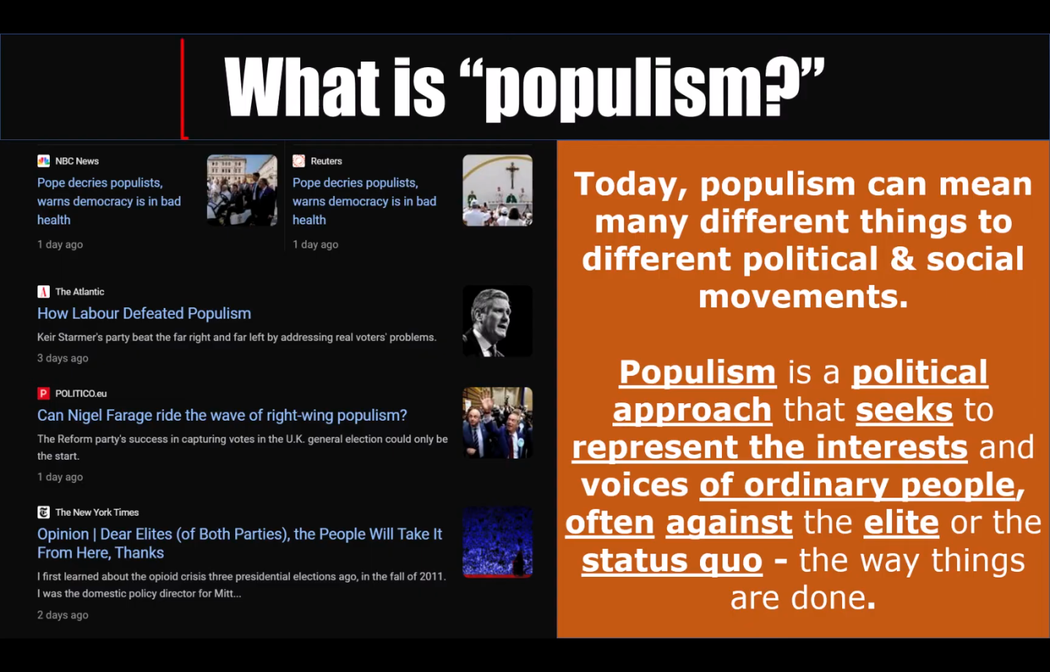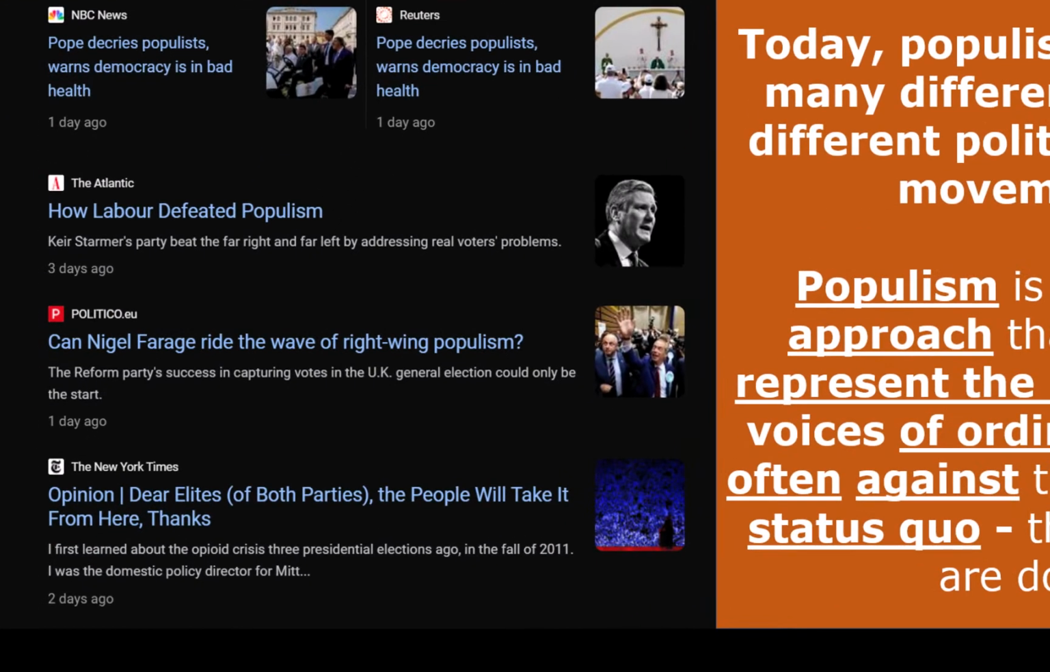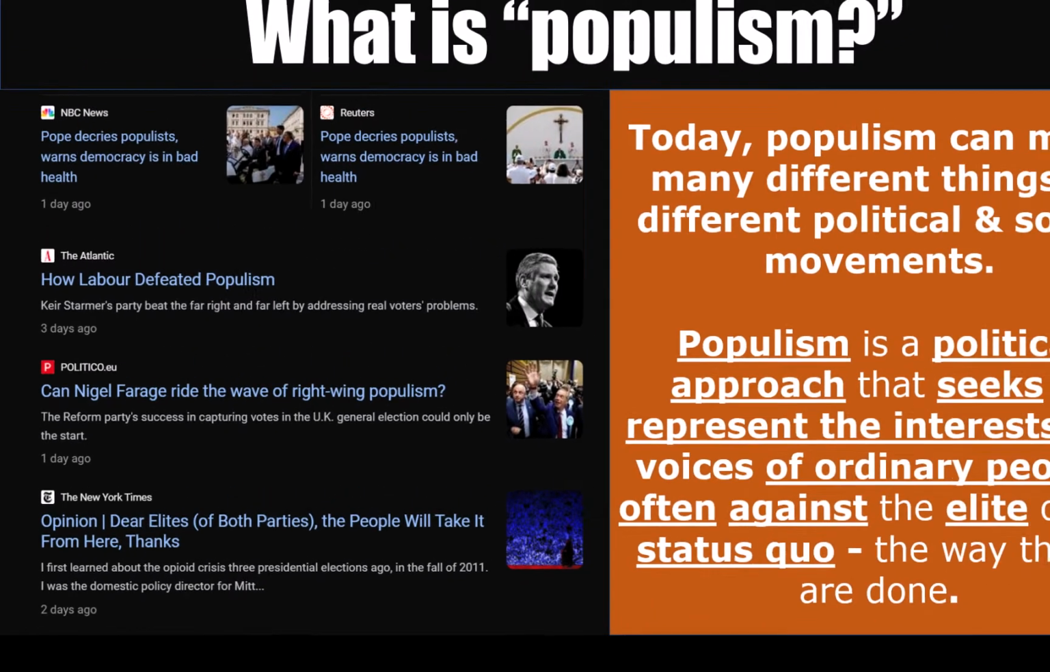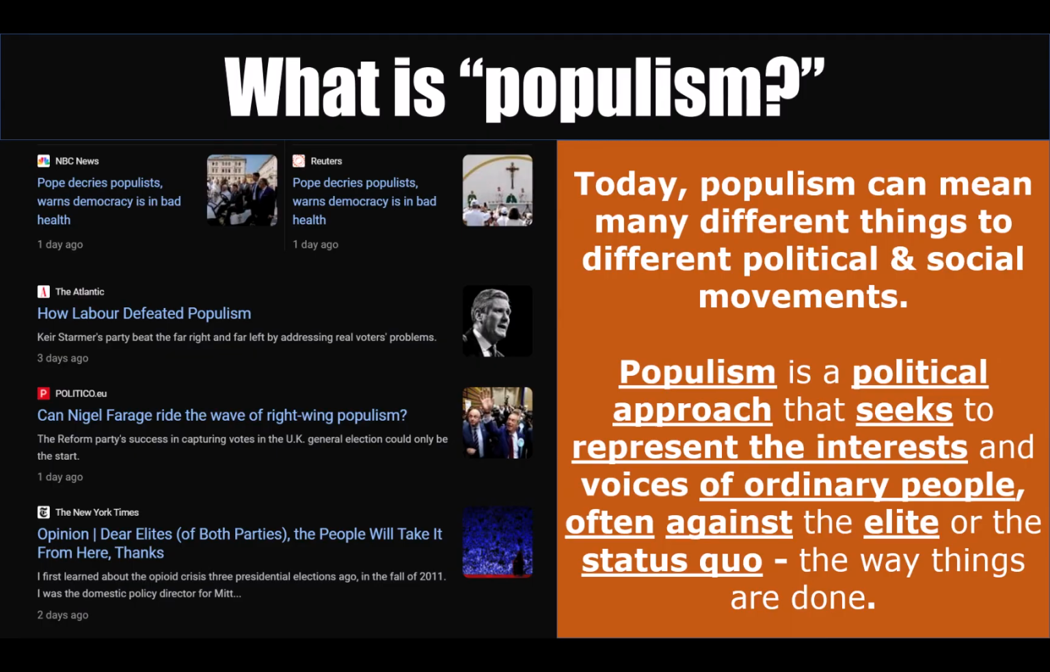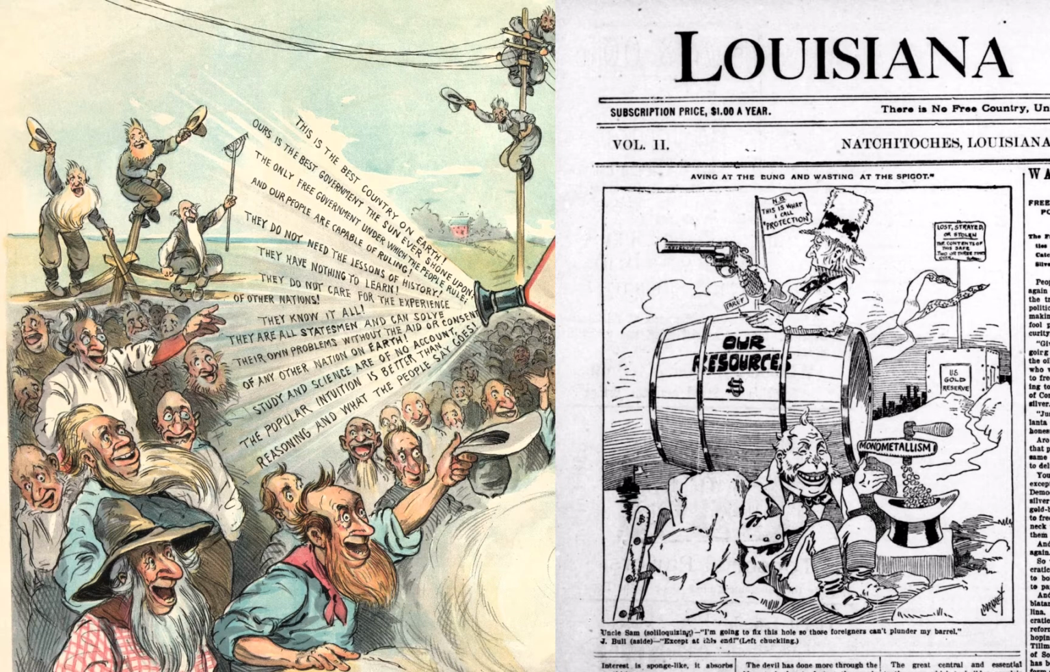So, we should start by looking at the term populism. If you Google populism, you can see that this ideology is still constantly in the news. However, populists often have different goals, and the concept of populism can mean different things to different people depending on geography and chronology. But populism has come to mean a political approach that represents the interests of the quote-unquote ordinary people, usually over the elite or status quo, which means the way things are done currently. And today we're going to see how in the late 1800s, farmers will help launch the populist movement in America.